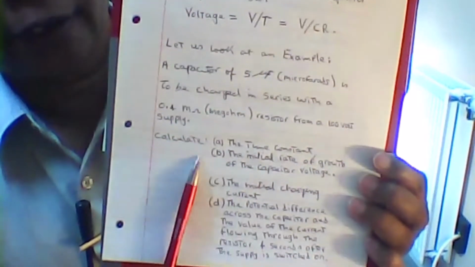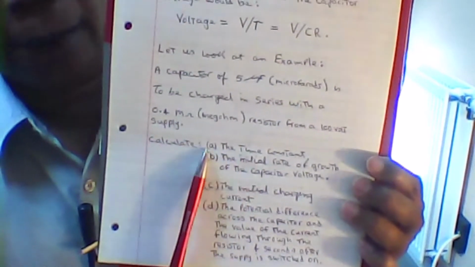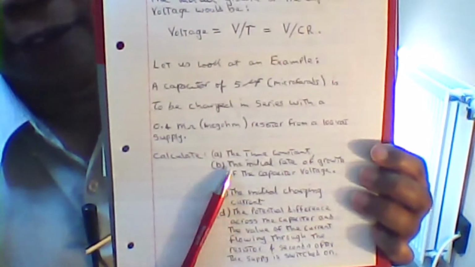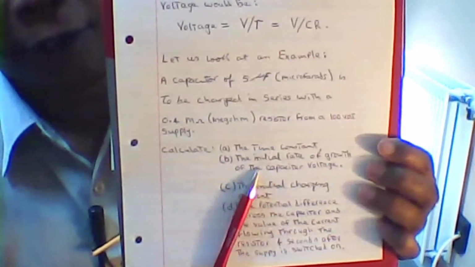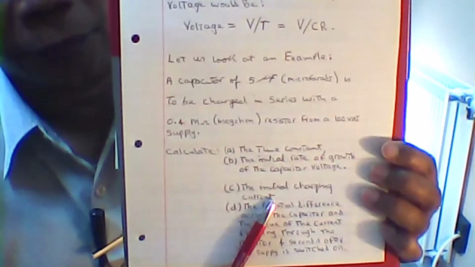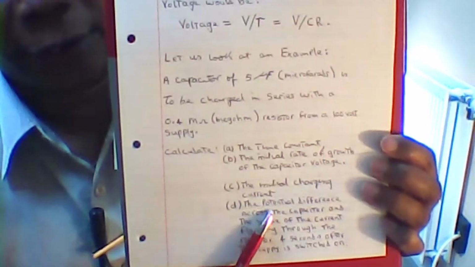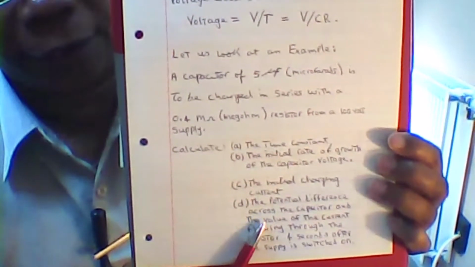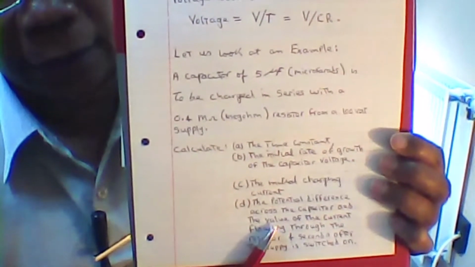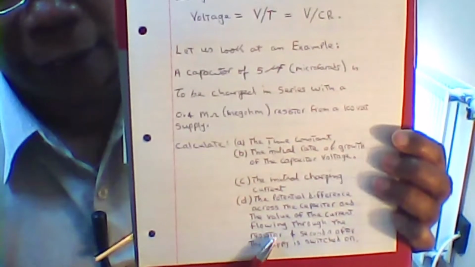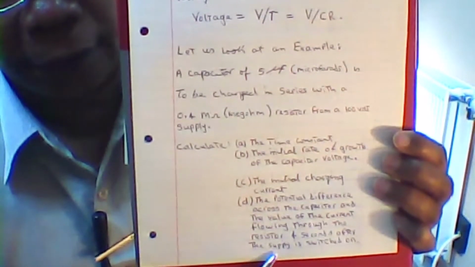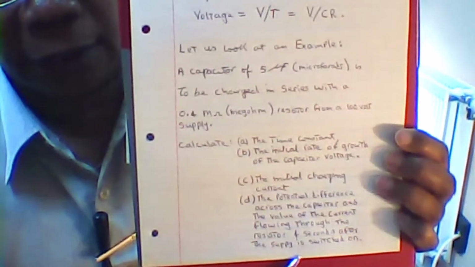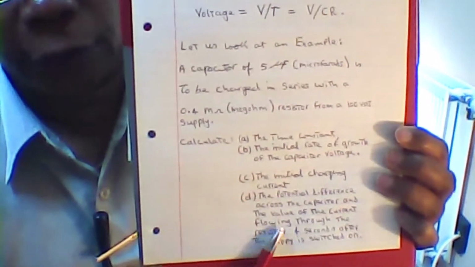Now calculate A, the time constant; B, the initial rate of growth of the capacitor voltage; C, the initial charging current; D, the potential difference across the capacitor; and E, the value of the current flowing through the resistor 4 seconds after the supply is switched on.